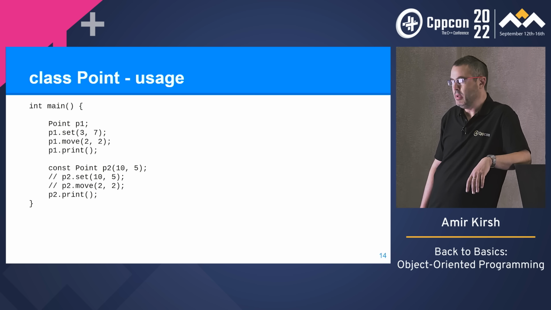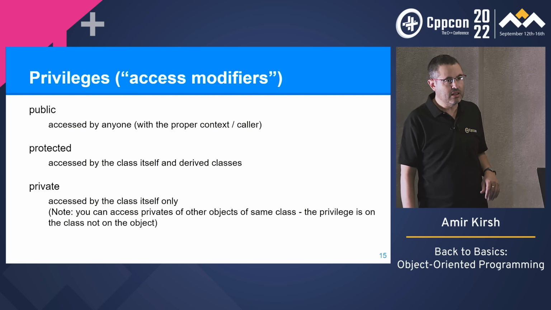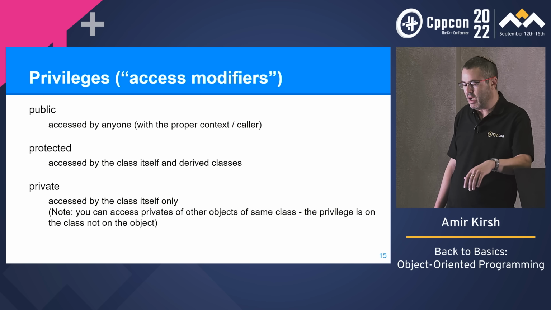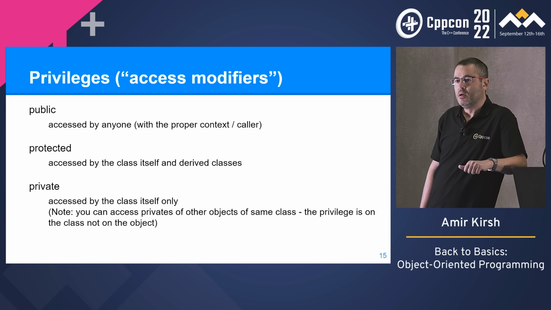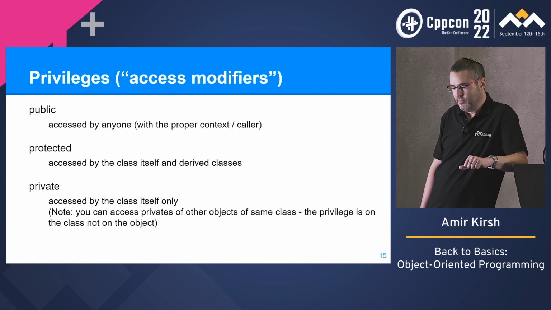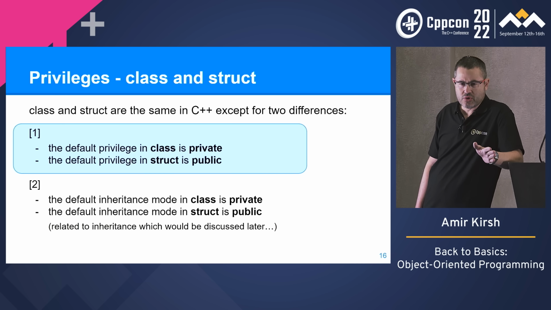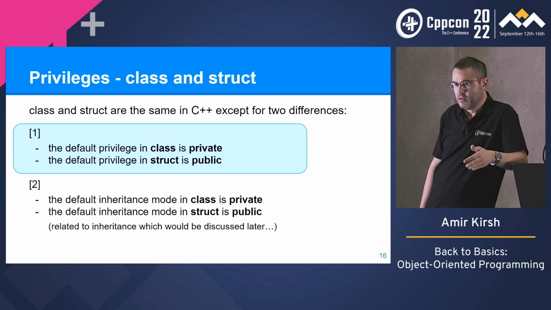Public can be accessed by anyone. We also have protected, which can be accessed by the class itself and its derived classes. And we have private for the stuff that should be accessed only by the class itself. If we are using a struct, the default privilege in a struct is public. In a class, it is private. By the way, there is also a difference in the default inheritance mode between class and struct, but this is not so important for us right now.